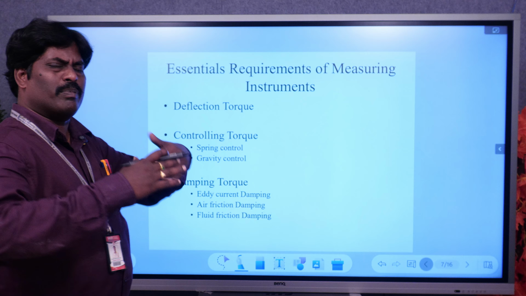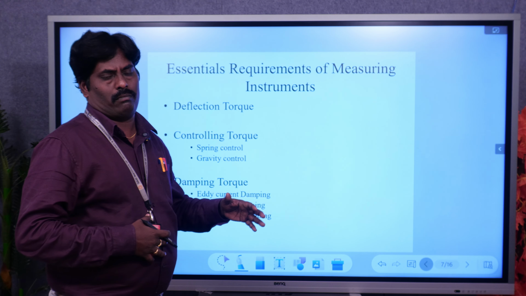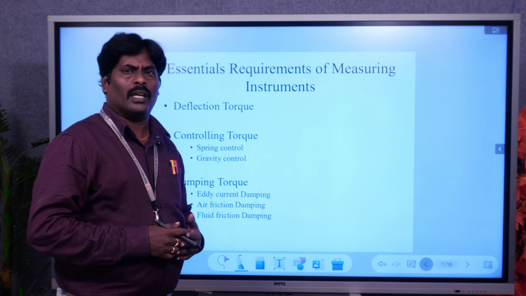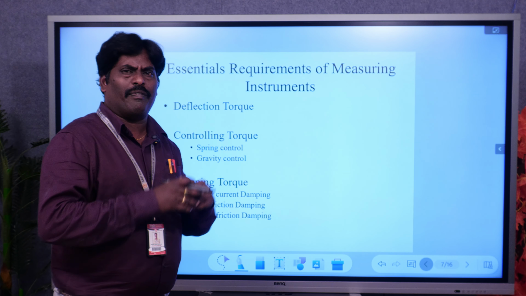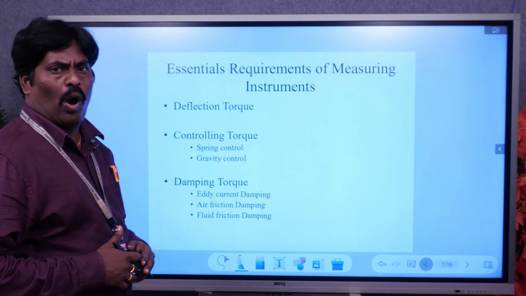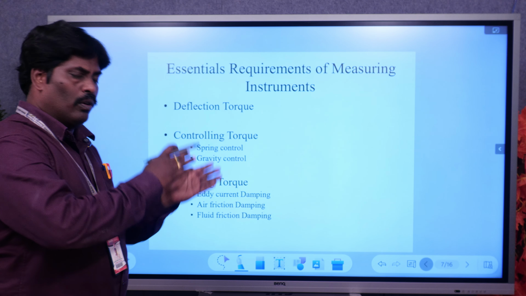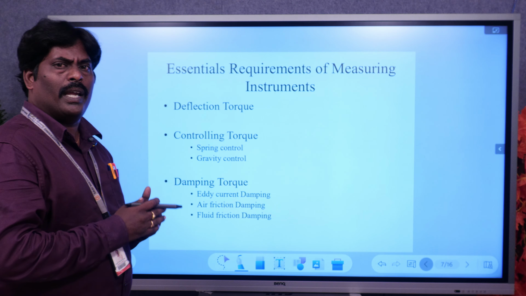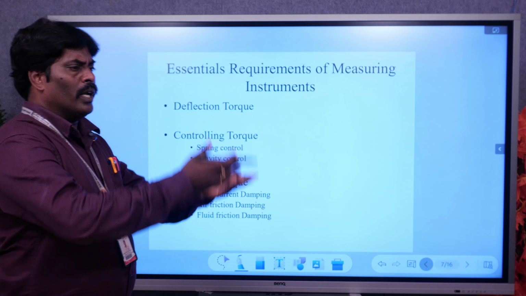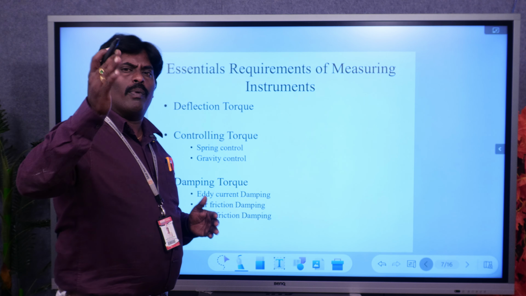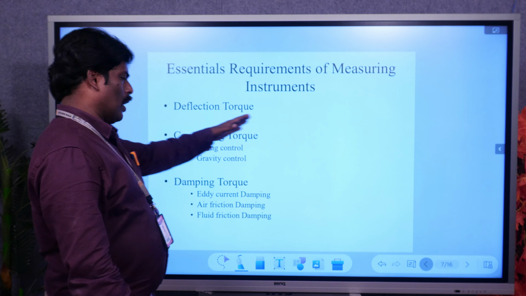which is based on different types of effects that are used. Those effects are thermal effects, induction effects, magnetic effects and chemical effects. Based on those effects, it operates. So deflection torque gives the reading from zero to final position. When we give the supply, the pointer moves from zero position to final position. Next, controlling torque.